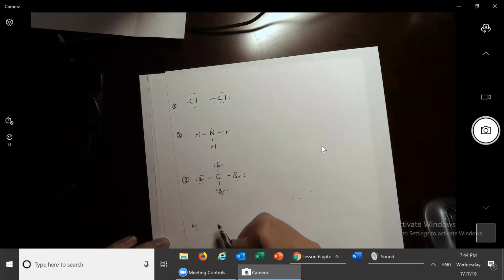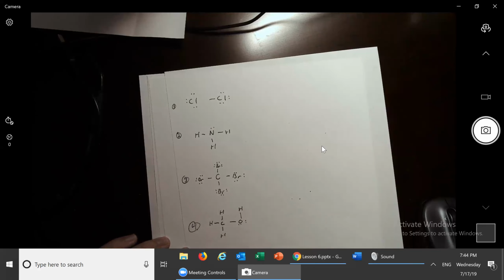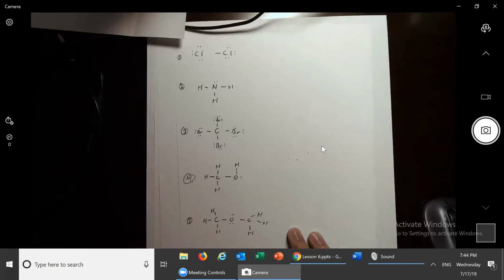Four is methanol. And finally, we have dimethyl ether. Okay, so let's start with chlorine.